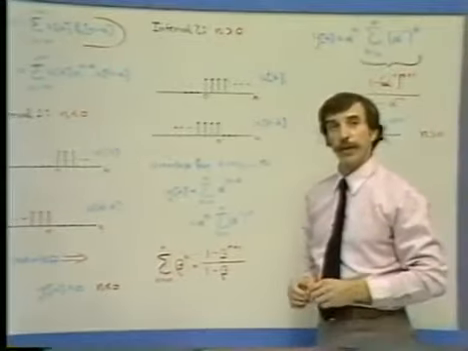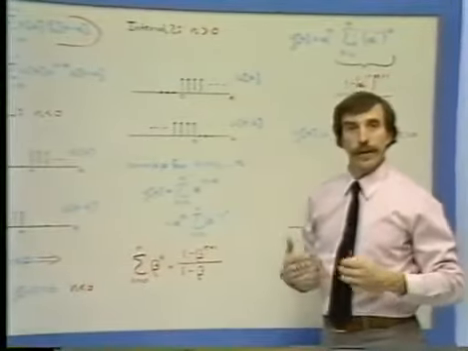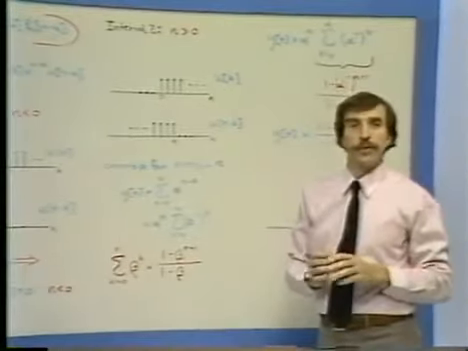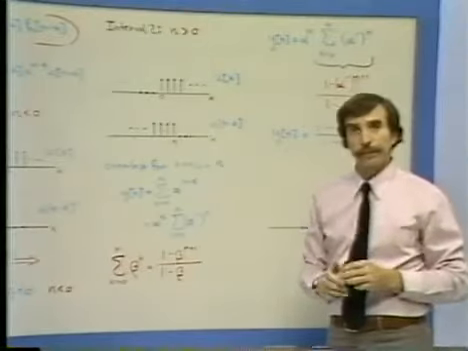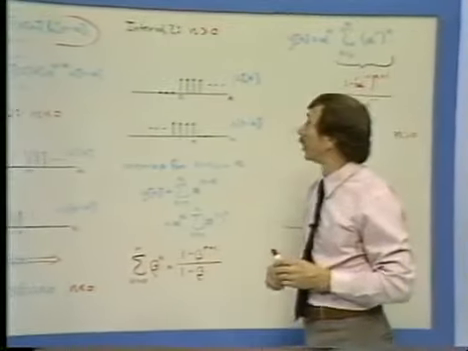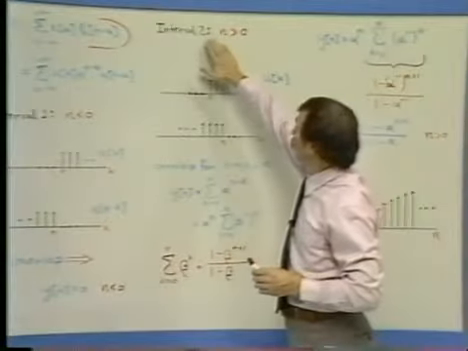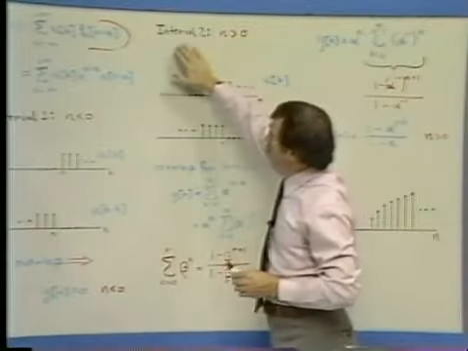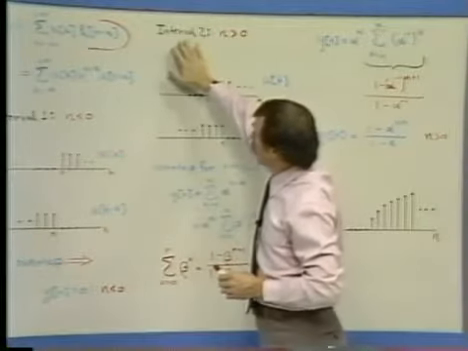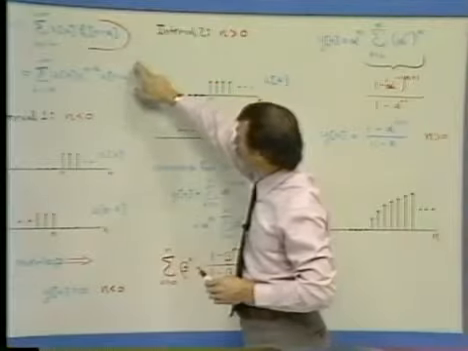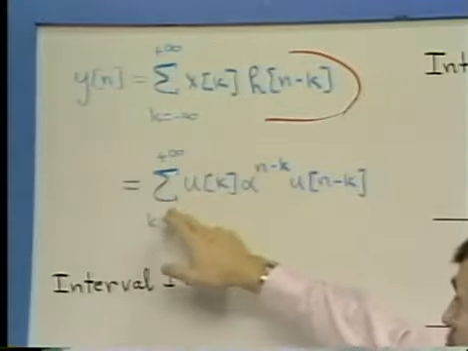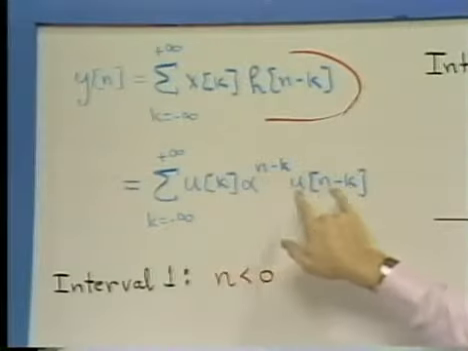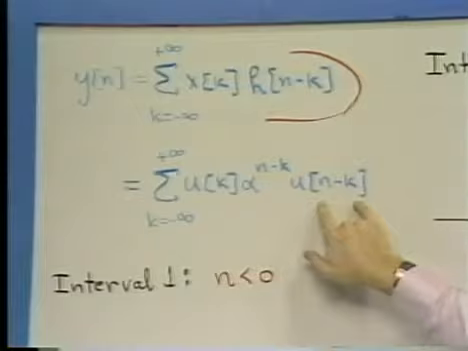For n greater than 0, it's not quite as straightforward as coming out with the answer 0. So now let's look at what happens when the two unit steps overlap. And this would correspond to what I've labeled here as interval 2, namely for n greater than 0. If we just look back at the summation that we had, the summation now corresponds to this unit step and this unit step having some overlap.